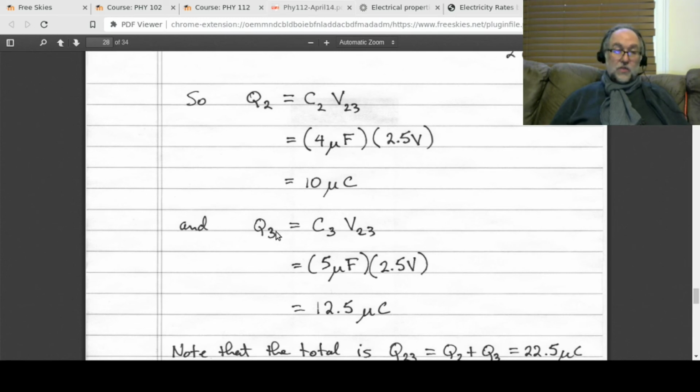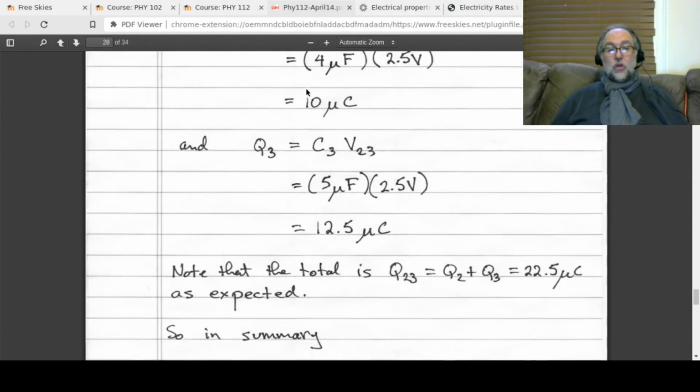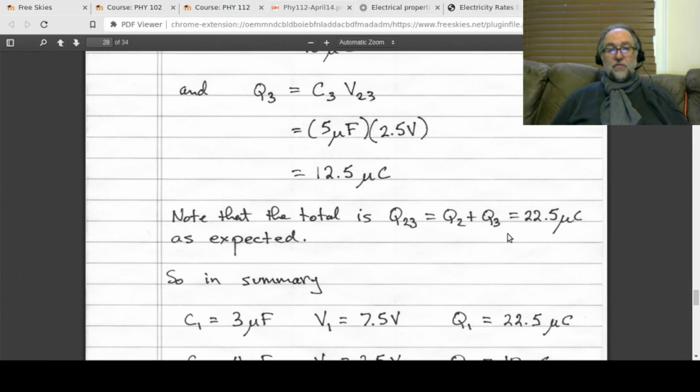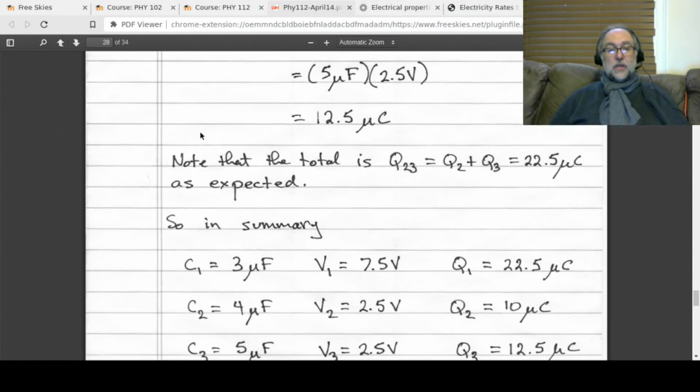Same thing for C3. C3 accumulates a charge Q3. Q3 is C3 times V23. That's 5 times 2.5, and you get 12.5 microcoulombs. Remember that the charge accumulated by C23 has to be 22.5. So if you add 10 plus 12.5, you get the total accumulated charge of 22.5, as expected. So it works out. And so we can summarize everything. If you go back over this, you can summarize everything.